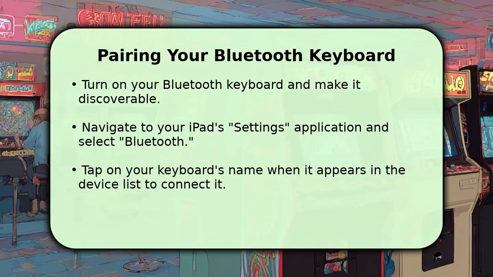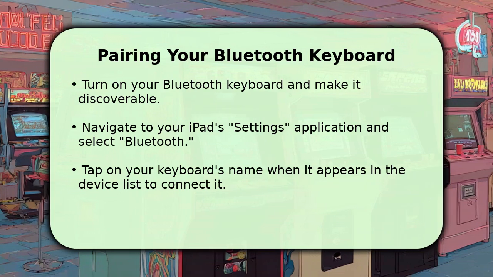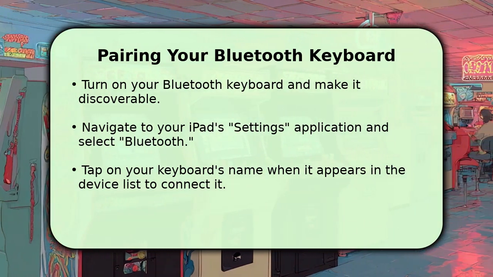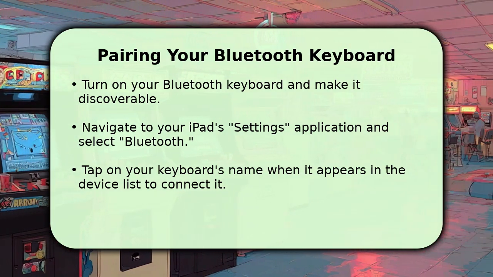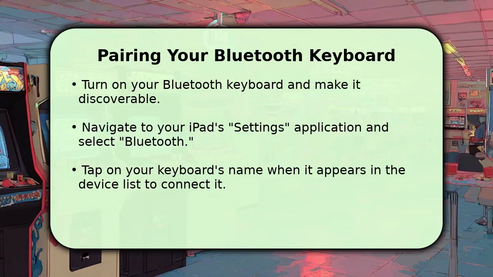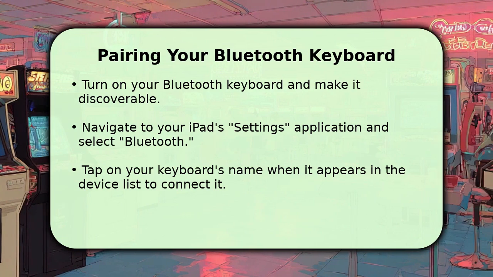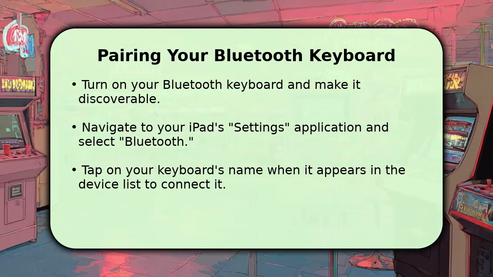Connecting your keyboard to your iPad is a straightforward process. First, activate your keyboard's pairing mode, often indicated by a flashing light. Then, open your iPad settings, tap Bluetooth, and wait for your keyboard's name to appear in the Other Devices list. Simply tap its name to complete the pairing. A connected status will confirm success. This step establishes the essential communication.